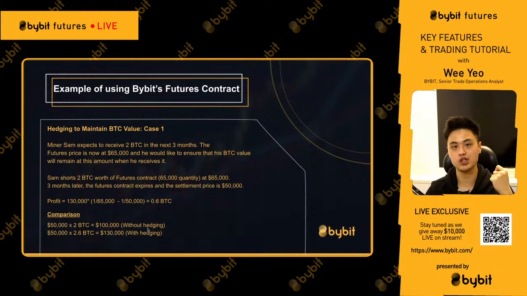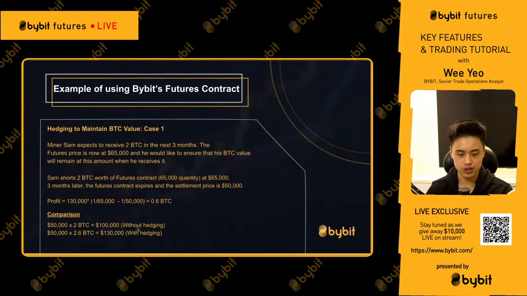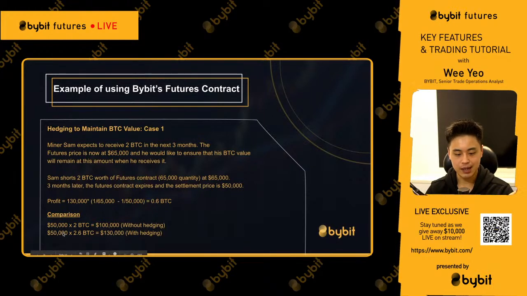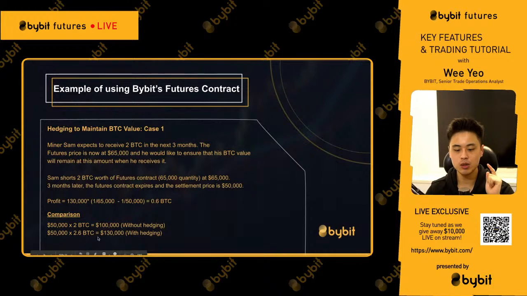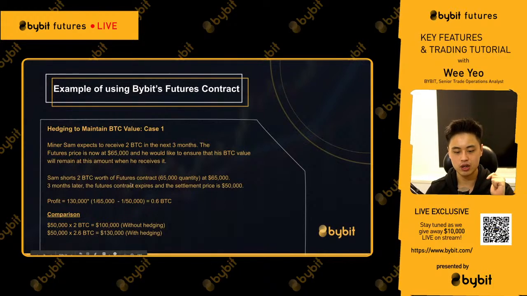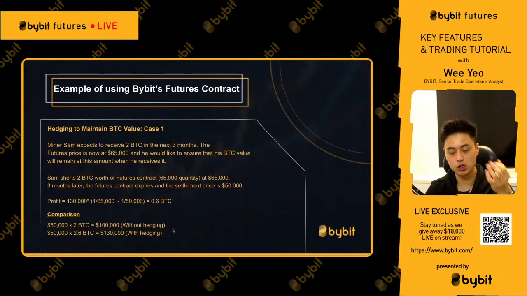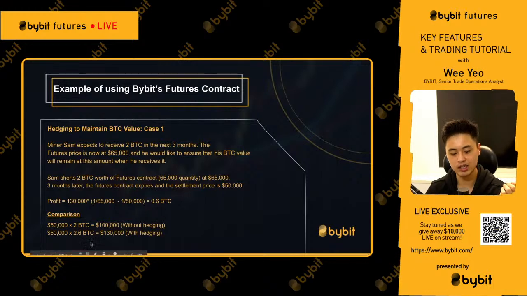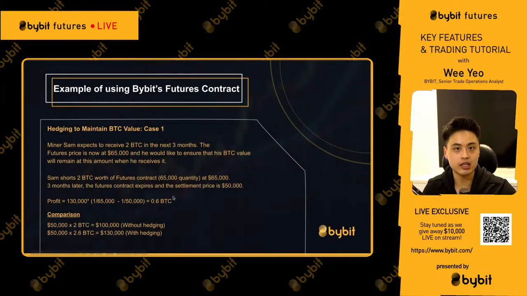Okay, this is without hedging. But since he hedged, 50,000 times 2.6. Take note, the 0.6 is coming from the profit from your short trade. So this is 0.6. If you times it together, you'll earn approximately 130,000.